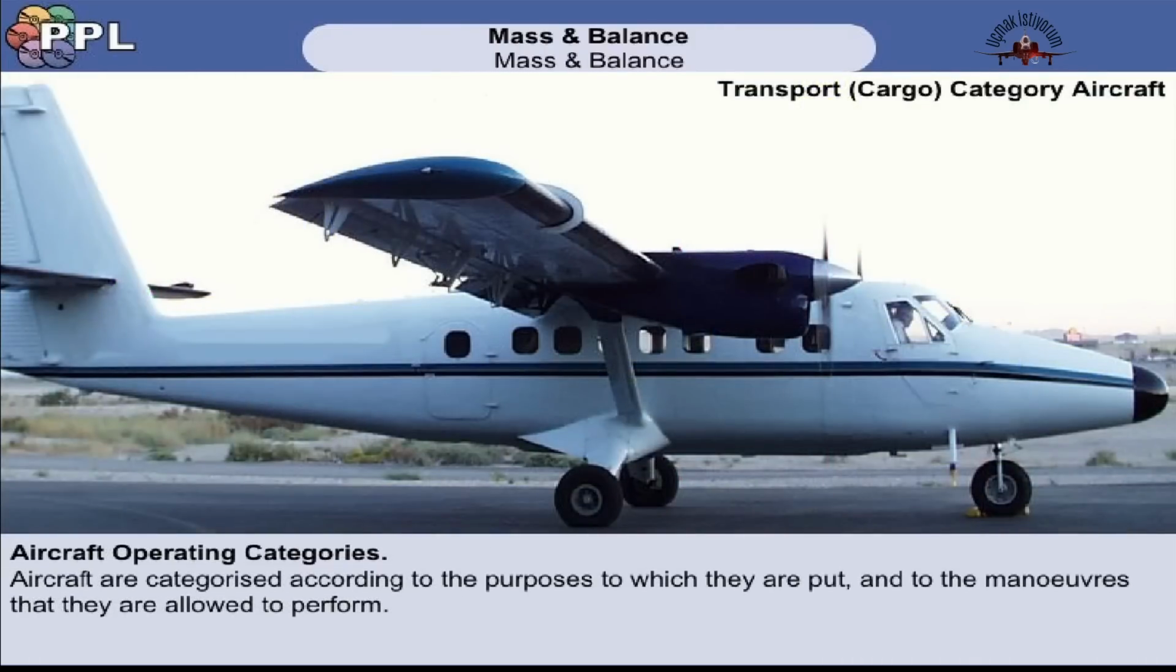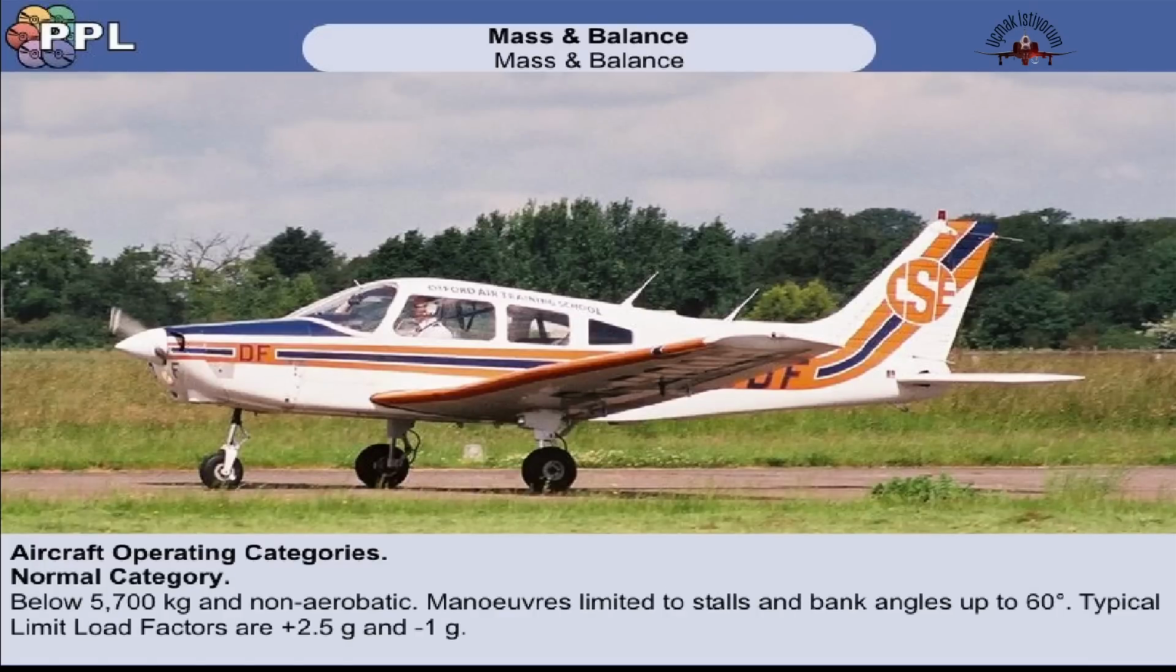In the lesson on airworthiness on Disc 5, we learnt that aircraft are categorized according to the purposes to which they are put. We also learnt that aircraft are further categorized according to the maneuvers that they are allowed to perform. These are normal category, below 5,700 kilograms, and non-aerobatic. Maneuvers are limited to stalls and steep turns of 60 degrees. Typical limit load factors are plus 2.5 G and minus 1 G.